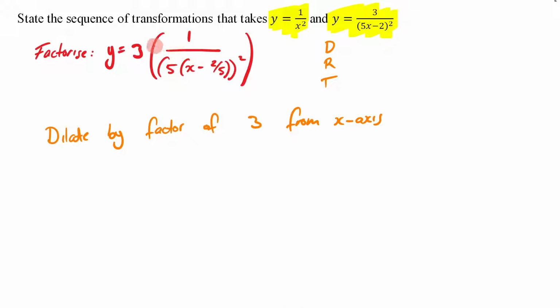Because if you were to distribute that out, you would times this 3 by the top. So you see how this 3 is multiplying everything? That's kind of how you've got to view it. So let me put it back as the way it originally was. That's just to show you that that 3 is timesing everything. So dilate by a factor of 3 from the x-axis.